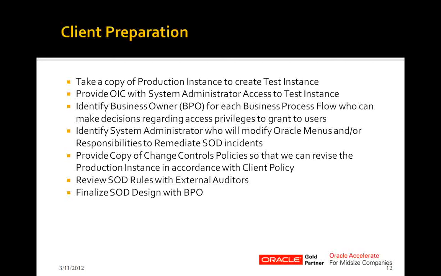We ask that you provide the OIC with system administrator access to the test instance. This gives us the ability to test the output that we're going to get from the assessment and make sure that the information is accurate. It also allows us to help you remediate some of the incidents. Next, we ask that you identify the business process owner for each of your process flows, like procure to pay, order to cash, assets, etc. These are the individuals who will be responsible for making decisions with regards to access privileges.